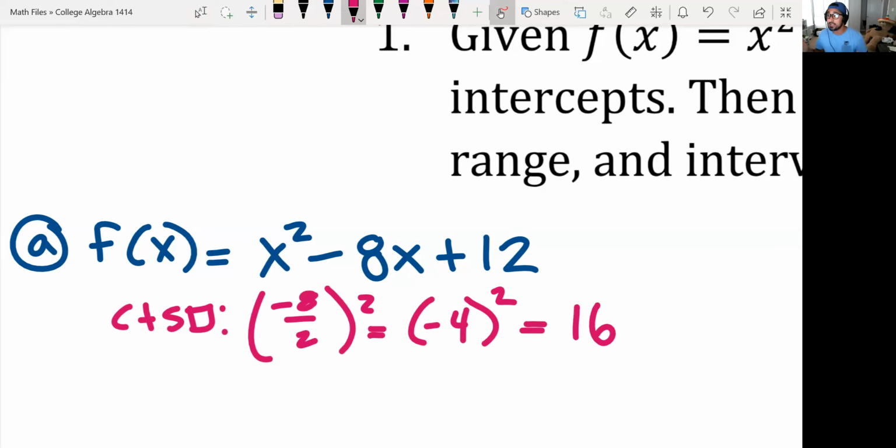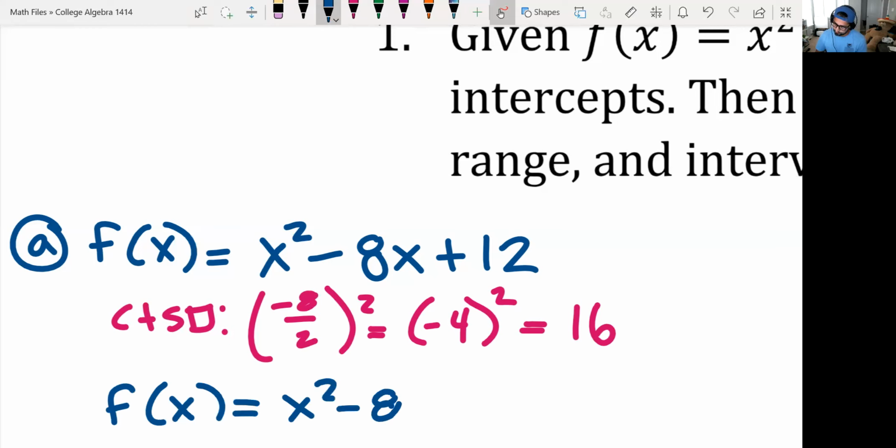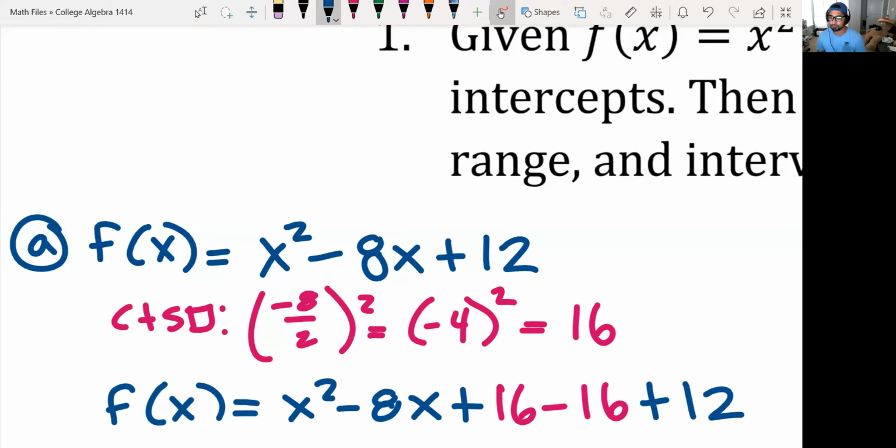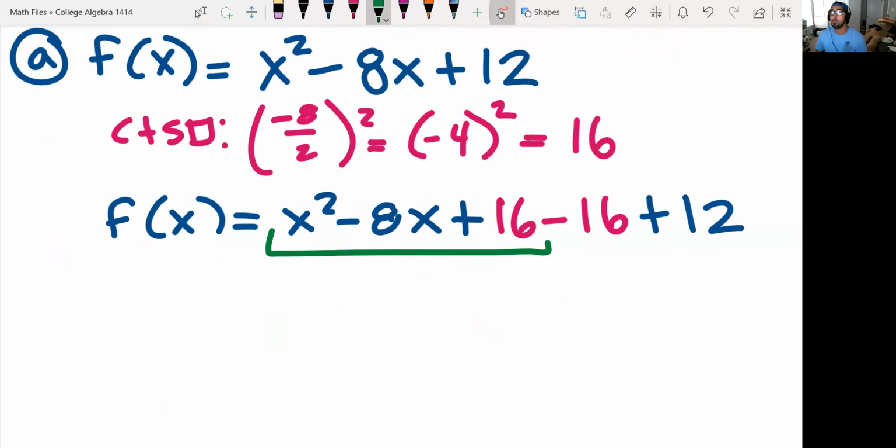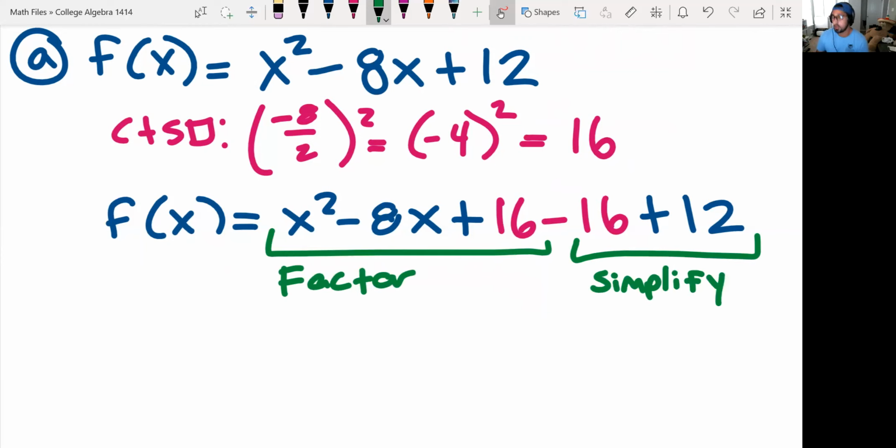Okay, and now since this is a function, not an equation, we have to add and subtract that number on the same line. So you'll get f of x equals x squared minus 8x plus 16 minus 16 plus 12. And now we combine these three terms together because that's our perfect square trinomial. Factor, simplify.